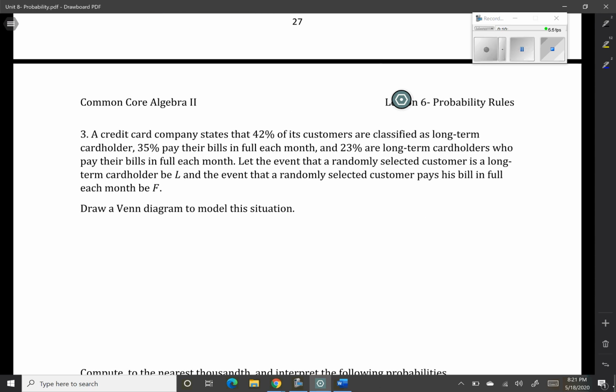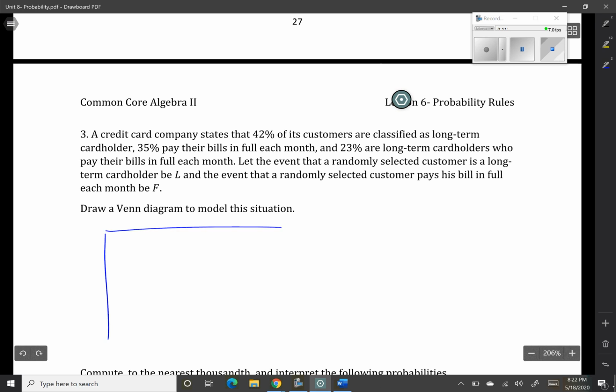All right, let's try another one. So here we have this credit card company. It tells us that there's a 42% chance that they have a long-term card holder, a 35% chance that they pay their bills in full, and a 23% chance that they have a long-term card holder who also pays their bills in full each month. It tells us to make L the variable for long-term card holders and F for paid in full. And it wants us to make a Venn diagram for this.